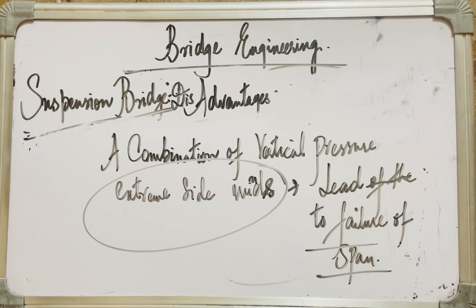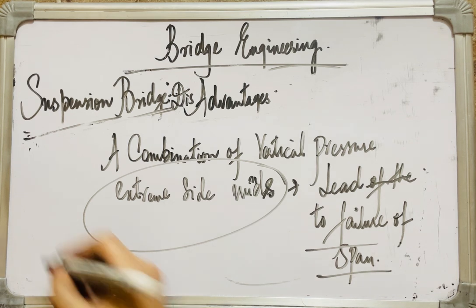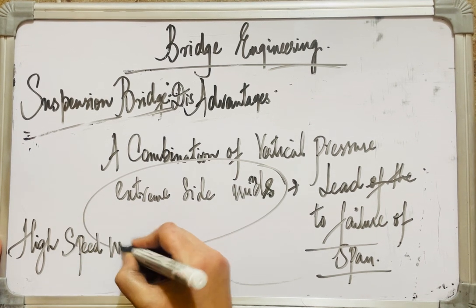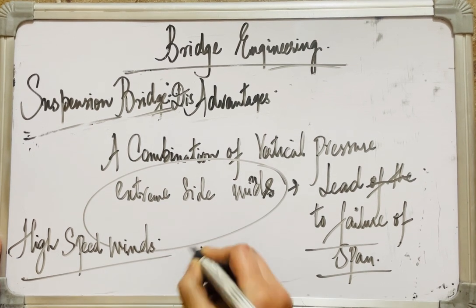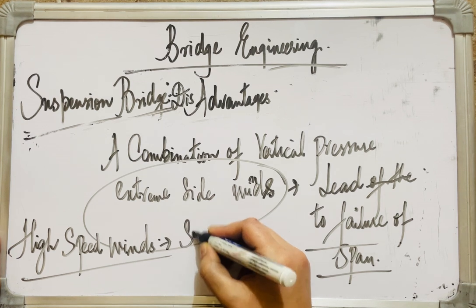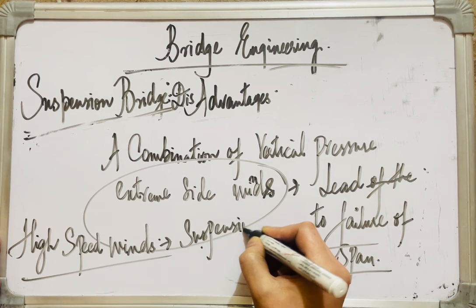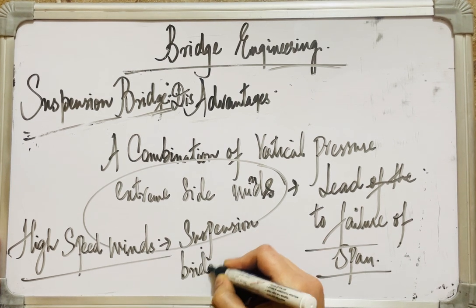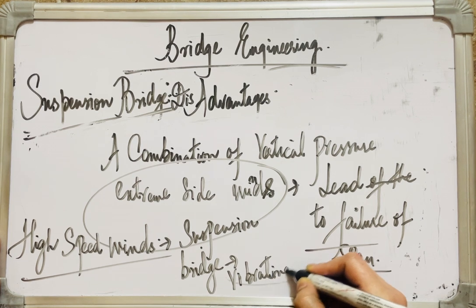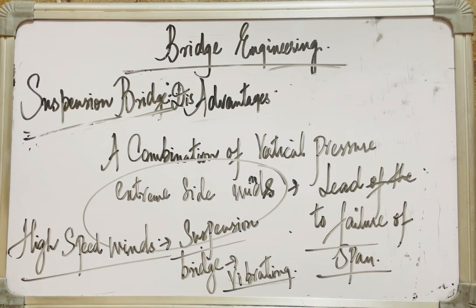The next disadvantage is that the high winds can cause a suspension bridge to start vibrating. That means a suspension bridge can start vibrating if there are high speed winds, which is also a disadvantage in case of a suspension bridge, because if there are high speed winds, it can cause a suspension bridge to start vibrating.